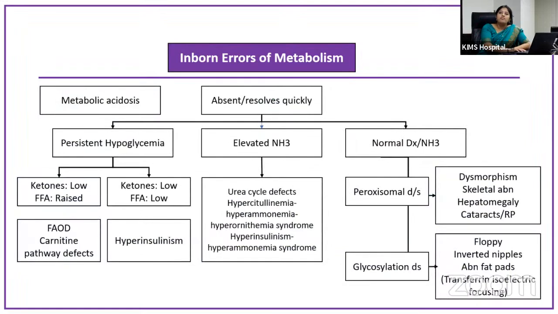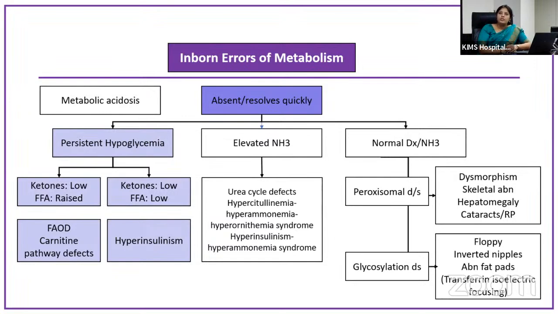On the other hand, if we have metabolic acidosis, which is either absent or resolves quickly, then we have to look for further handles. Now, if it is associated with persistent hypoglycemia without acidosis, we look at the ketones. If the ketones are low and the free fatty acids are raised, we look at the fatty acid oxidation disorders or disorders in the carnitine pathway.